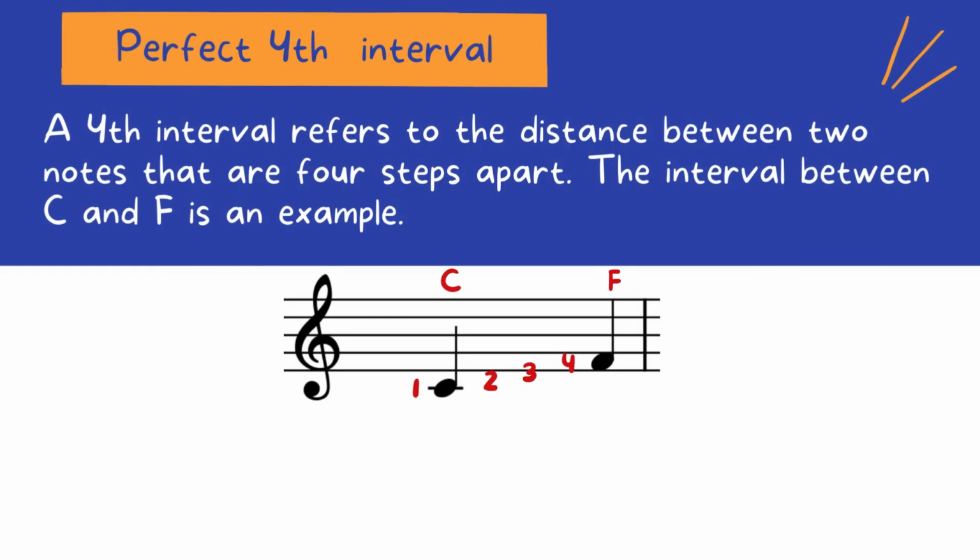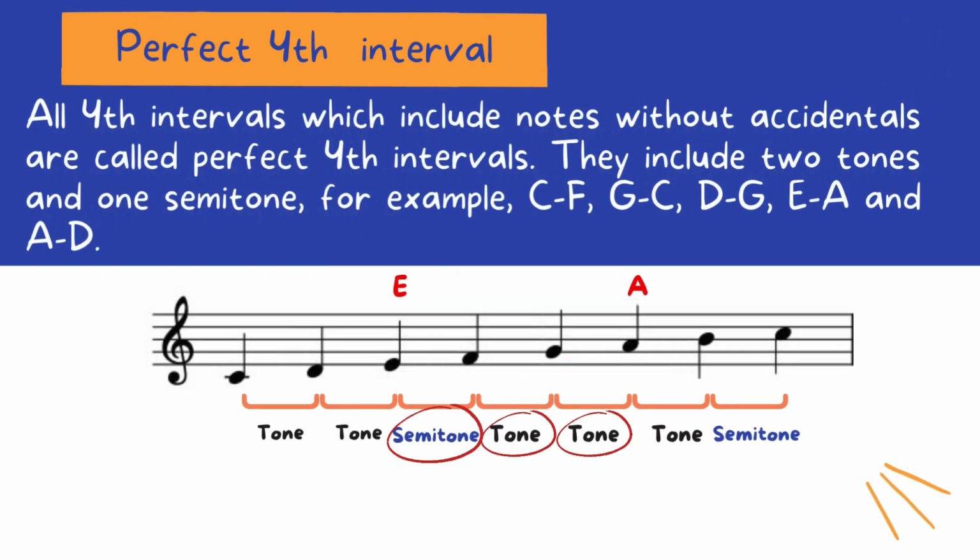A fourth perfect interval refers to the distance between two notes that are 4 steps apart. The interval between C and F is an example. All fourth intervals that include notes without accidentals, as we have already said, are perfect intervals. They span 2 tones and 1 semitone, for example, CF, GC, DG, EA, and AD.